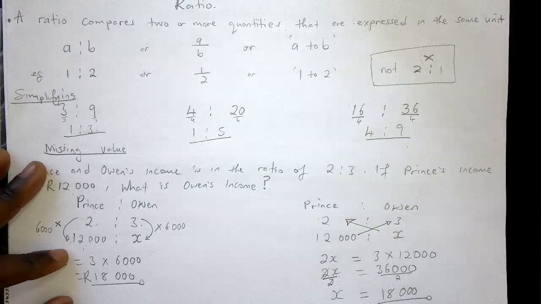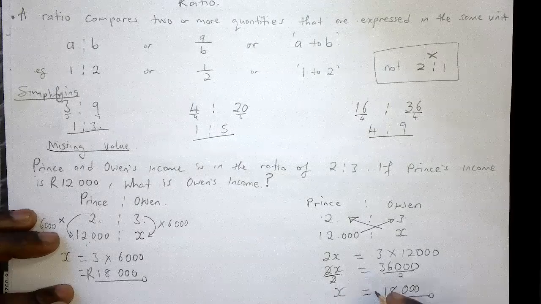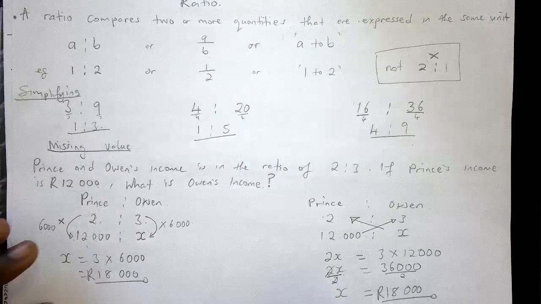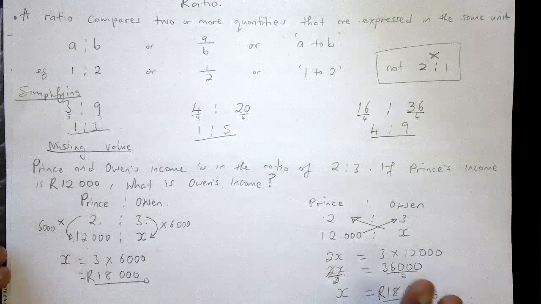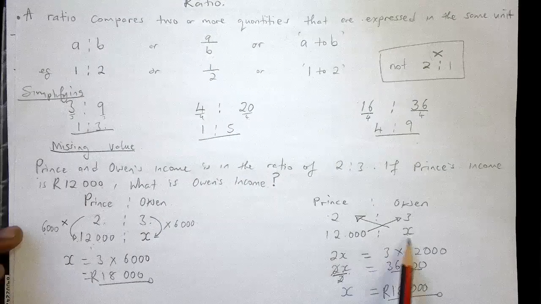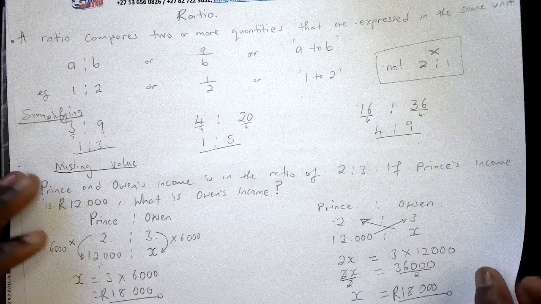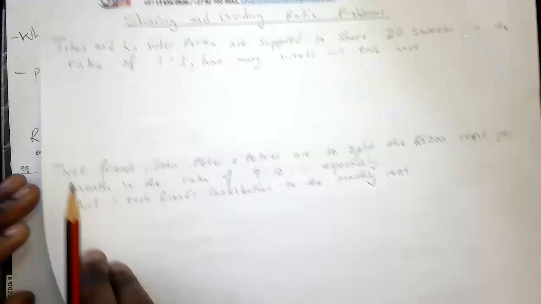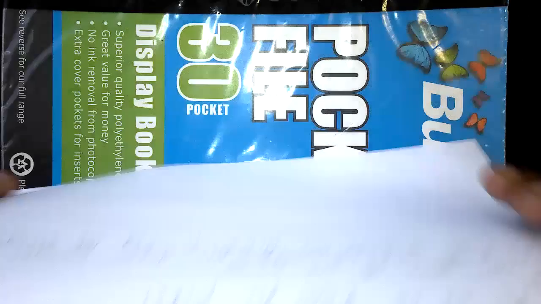Can you see what we have done here? You can see the answers are the same, but you use different methods. So on this one here, you choose what is actually easy for you. But what's commonly used in most cases is cross multiplication. Cross multiplication is quite easy for you to get to your answer. Okay. Now let's see what we have here: sharing and dividing ratio problems.